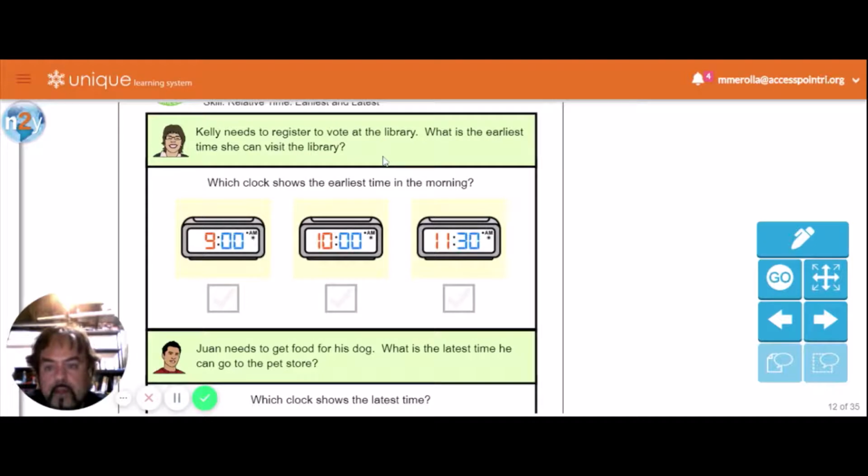Okay, we're back to Kelly again. Kelly needs to register to vote at the library. What is the earliest time she can visit the library? Is it 9 o'clock a.m., 10 o'clock a.m., 11:30 a.m.? Let's go back to our time of day page and find out.